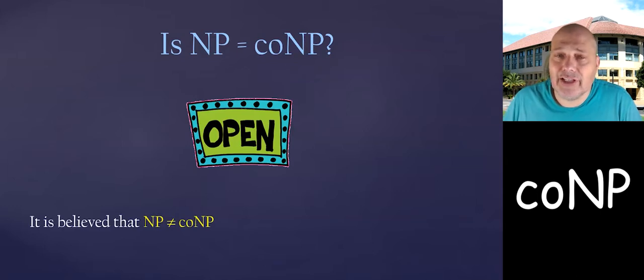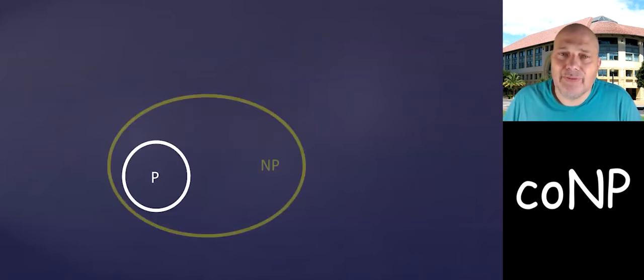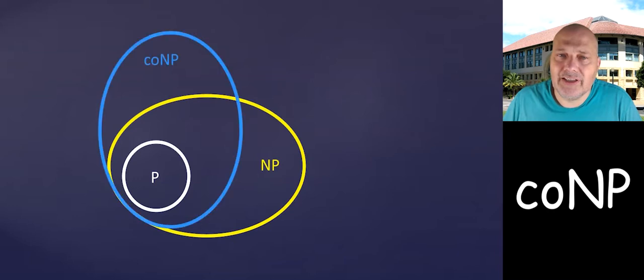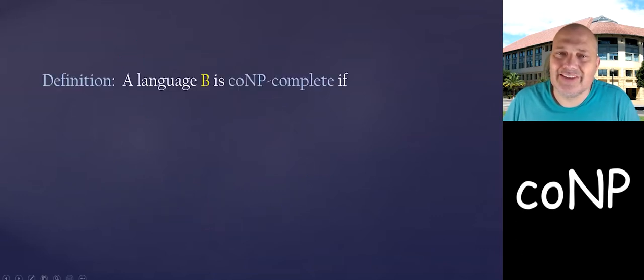So it is believed that NP is different than coNP. Right, so we have P, NP, and coNP, and we don't know exactly what happens in all of those. So we have NP completeness. We also have coNP completeness.